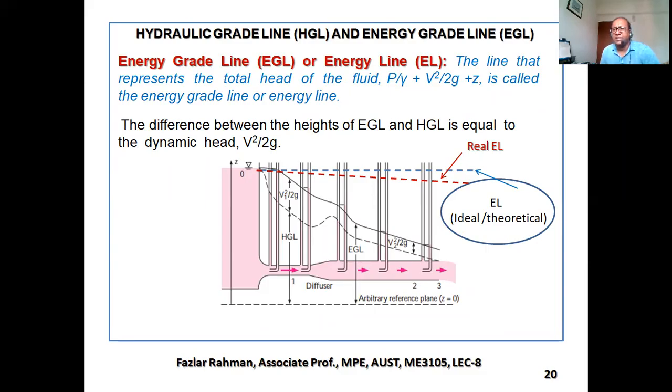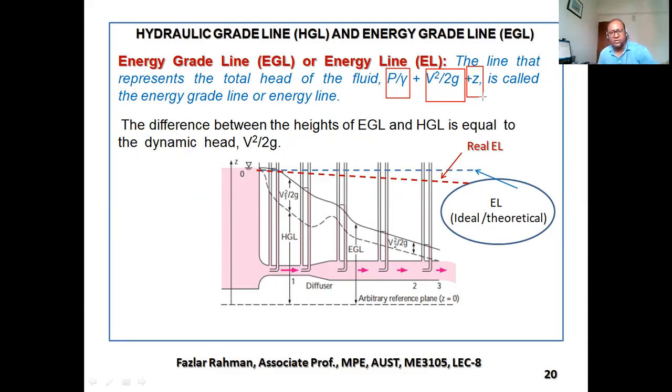Okay. Now energy grade line. The line that represents the total head of the fluid. That means the total energy in the Bernoulli's equation is called energy grade line or energy line. The difference of height between the energy grade line and the hydraulic grade line is equal to the dynamic head. Bernoulli's equation we can describe as: this is pressure head, this is velocity head, and this is potential head.